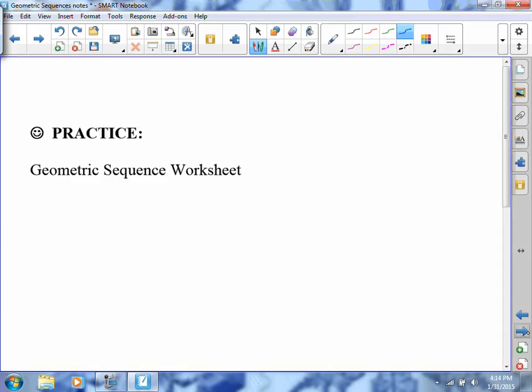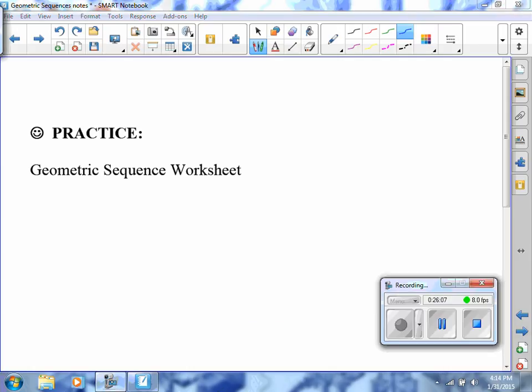All right, so your homework for this evening is a worksheet. If you didn't pick it up in class, it is on the class website, so you can print it off. Use your notes as a guide so that you have that equation to use, and definitely show your work. If you have any questions, come on in and see us before school.